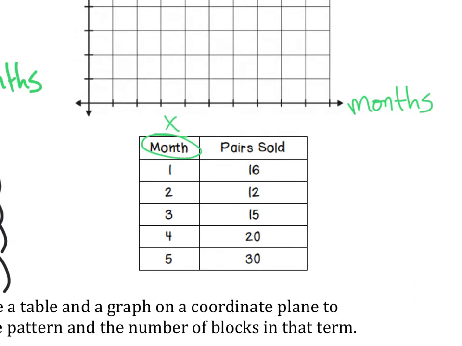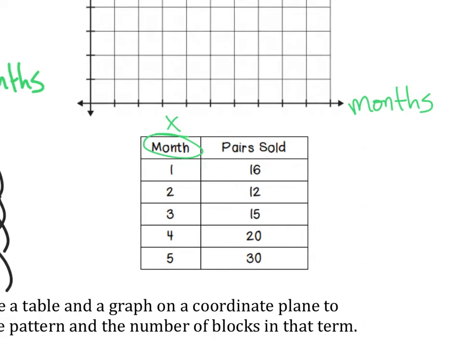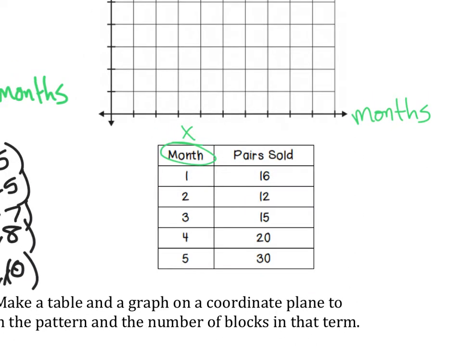Now, when we pick a scale for months, we should be looking at the table values to see what is our highest number we have to get up to, what's our lowest number we have to go down to. And I can see we only have 1, 2, 3, 4, 5. So a scale of 1 is a good choice. Maybe a scale of a half would be good too. Either way is fine.